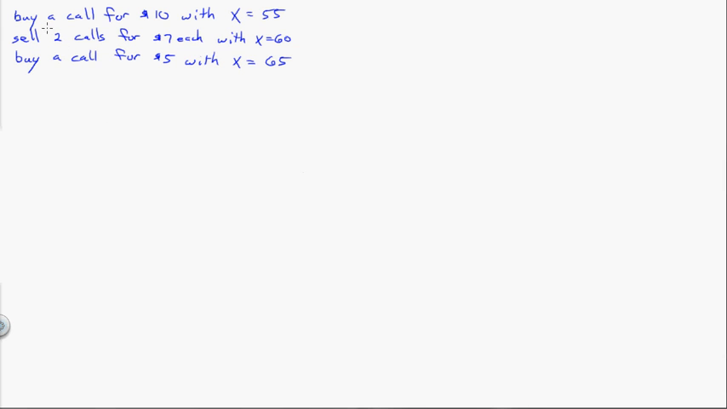Okay, so here's the positions that you're going to take. You're going to buy a call for $10 with a strike of 55. Sell 2 calls for $7 each, or a total of $14, with a strike of 60. Buy a call for $5 with a strike of 65. They're on the same stock and they have the same time to expiration. Alright, so pause it and work it, and then come back and see what the answer should be.